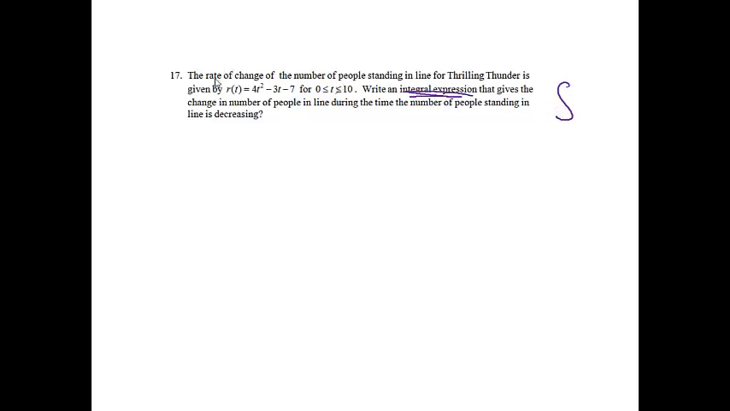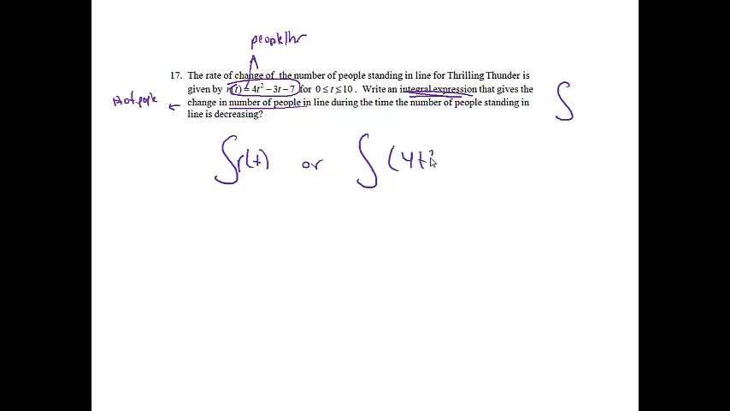Okay, I do notice that the rate of change in the number of people standing in line, that would be people per hour. So that's a rate of change. All right, and then it says I just want the change in the number of people, so I just want to end up at number of people. So I am certain that to get from people per hour to people, I'm going to take the integral of this curve. So it's going to be the integral of r of t, or you could write it as the integral of 4t squared minus 3t minus 7. Okay, so I've got my integral expression. I just need to figure it out.